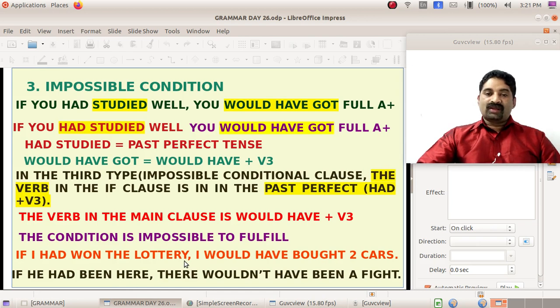But he is not here, there was a fight. Impossible. So what you have to keep in mind, when you get an if clause like this, you have to use here would have plus V3. Otherwise, if you get would have plus V3 here, you have to use here if you had studied.